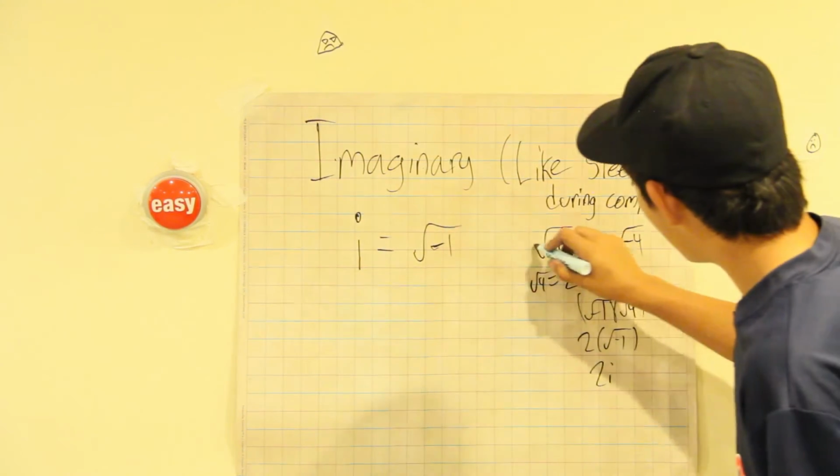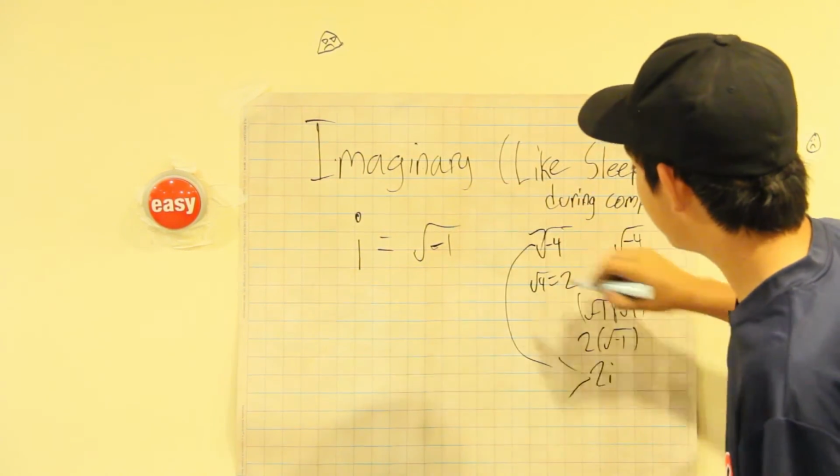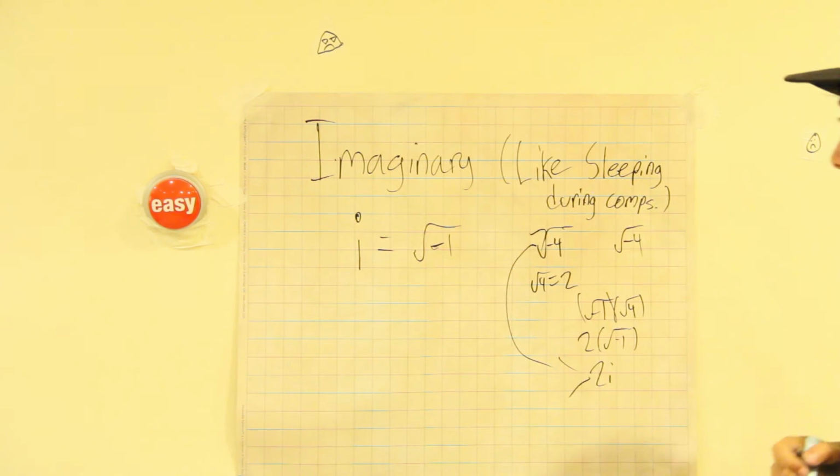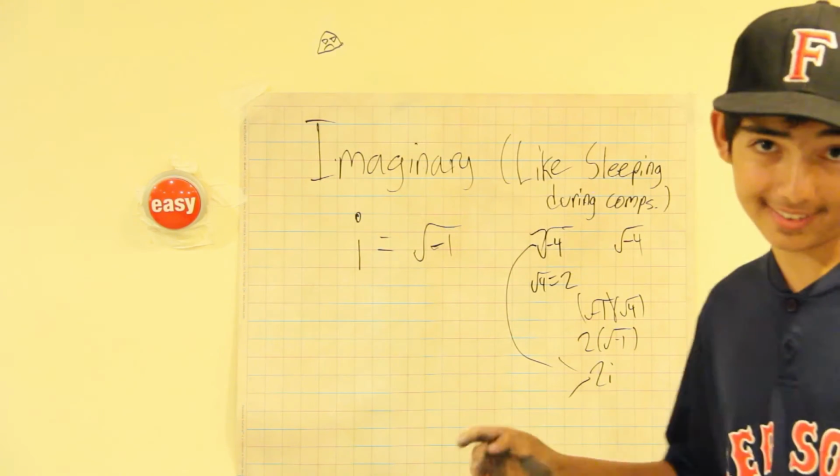Now this is nice because it gives us a way to simplify negative square roots. That's just one usage, however. We'll get into the next in a second.